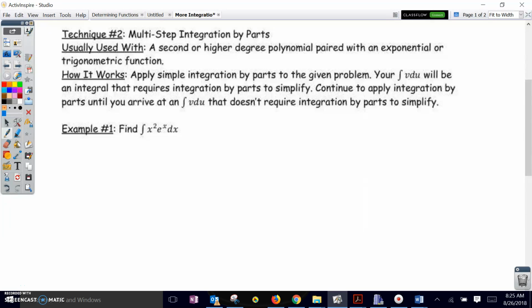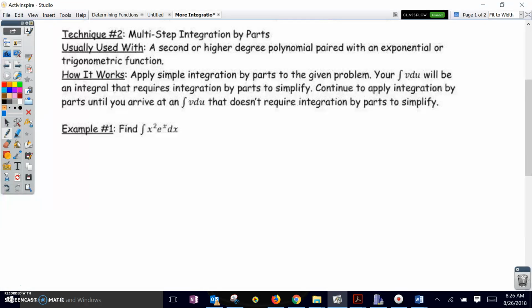Alright, in this video we're going to look at multi-step integration by parts, which basically is like the simple integration by parts we've talked about before, except instead of only having a single application of integration by parts, we're going to have multiple ones, where we'll do integration by parts, and it'll leave us with an integral where we need to apply integration by parts again. And we'll see what's going on with that in this one.